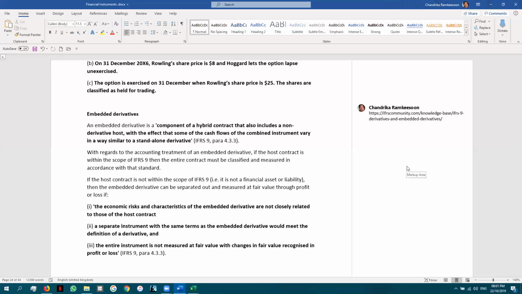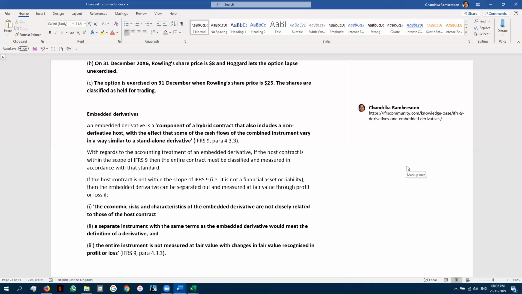So if the host contract is within the scope of IFRS 9, then the entire contract, made up of course of the host and the derivative, must be classified and measured in accordance with that standard. But if the host contract is not within the scope of IFRS 9, then the embedded derivative can now be separated out and measured at fair value through P&L. Now let's read on before I explain further. So can be separated out and measured at fair value through P&L.